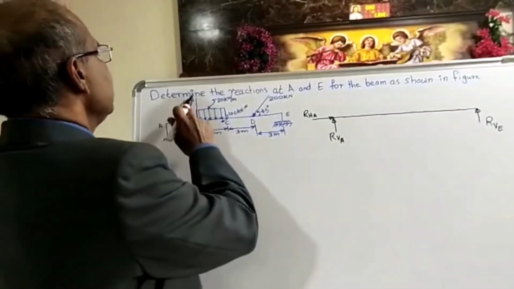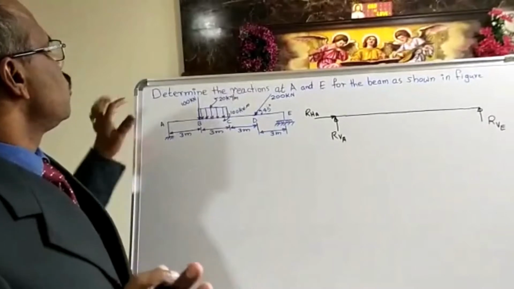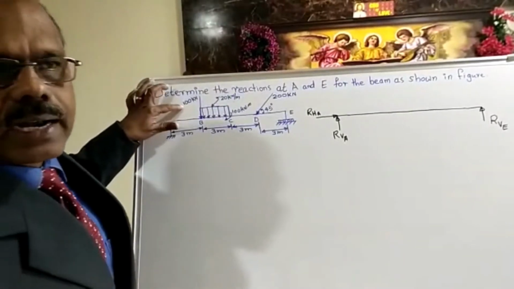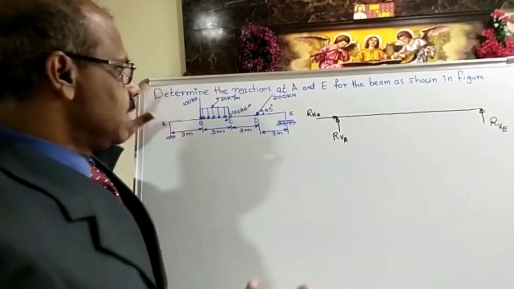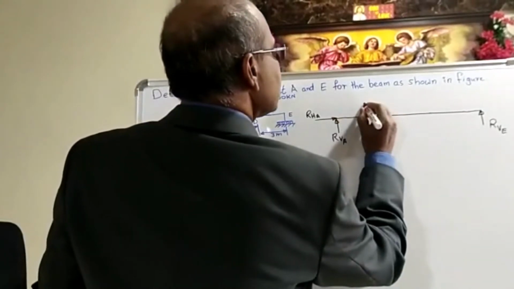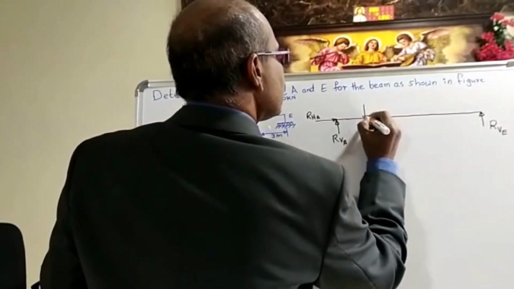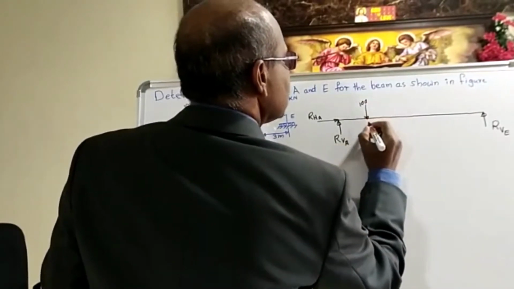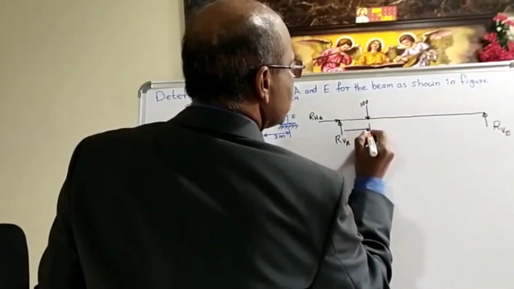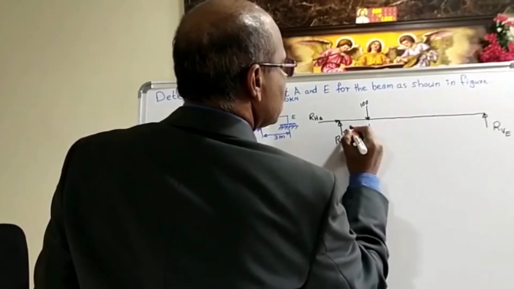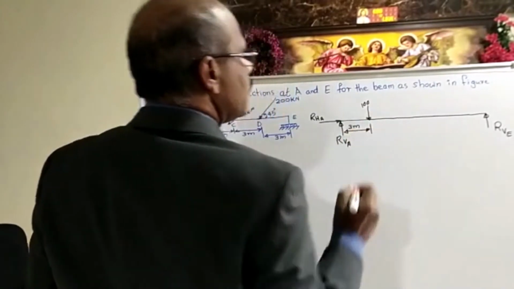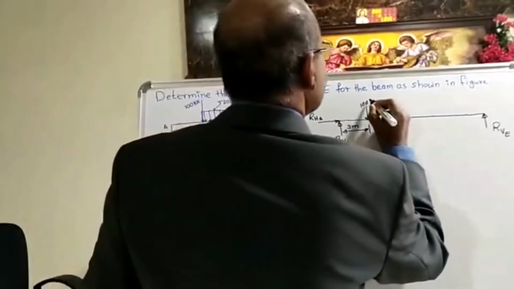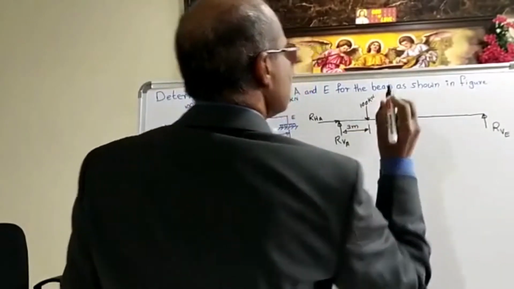Now there is a concentrated load of 100 kilonewton at a distance of 3 meter. So draw that concentrated load at a distance of 3 meter. This distance is 3 meter, and at this distance the 100 kilonewton load is there.